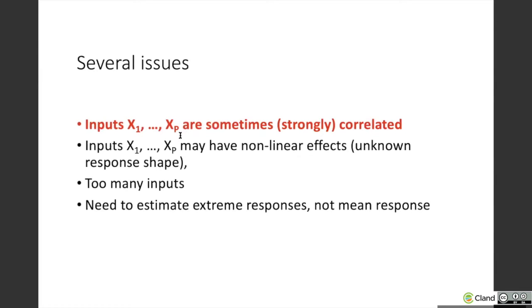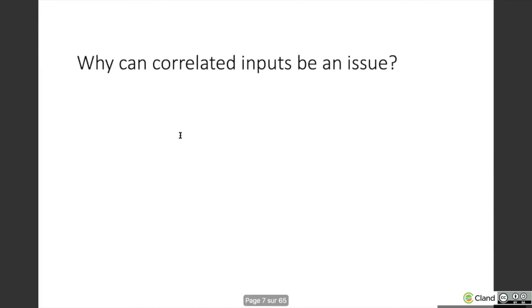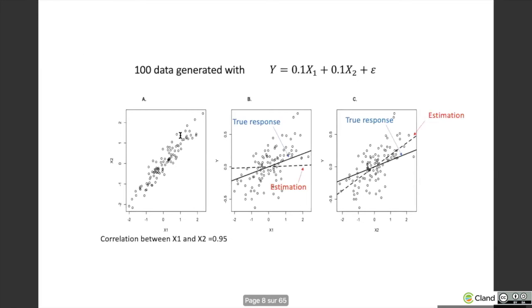Let's start with the first issue. So why is correlation an issue? In order to explain what the problem is, I will take an example. So I will define a true model. This is a true model. I assume that in reality, y is related to x1 and x2 as follows.